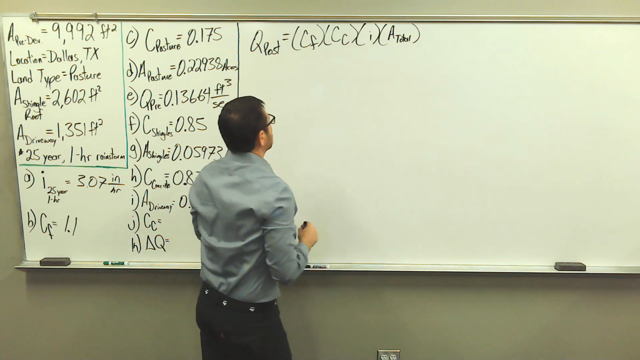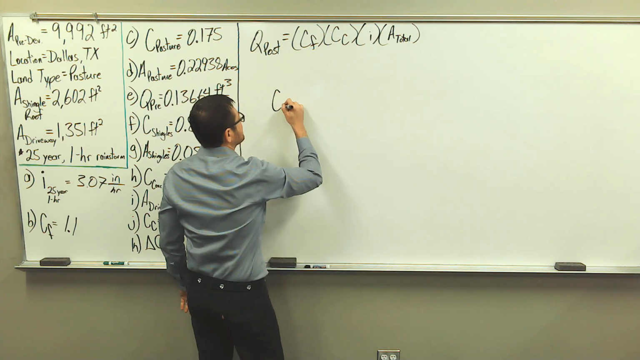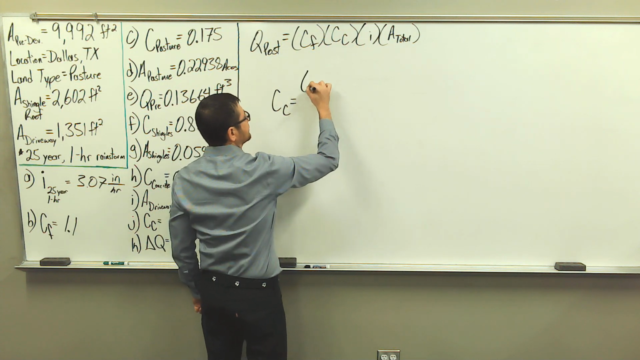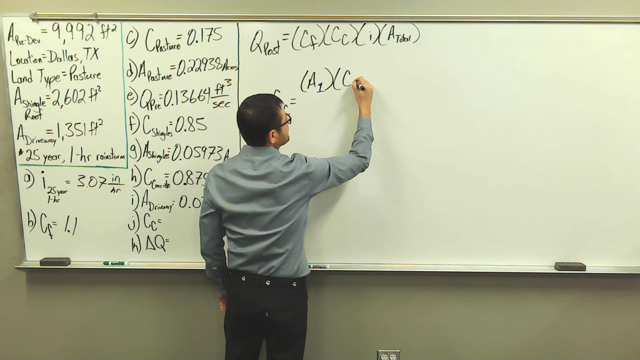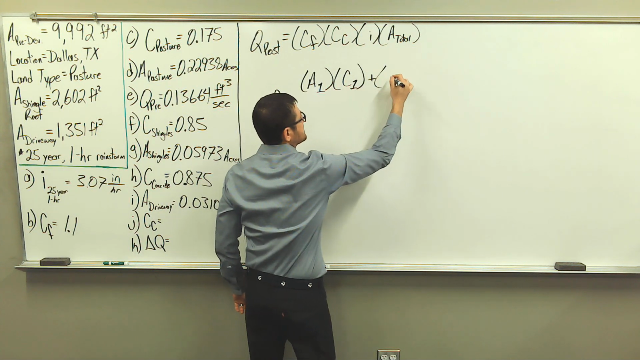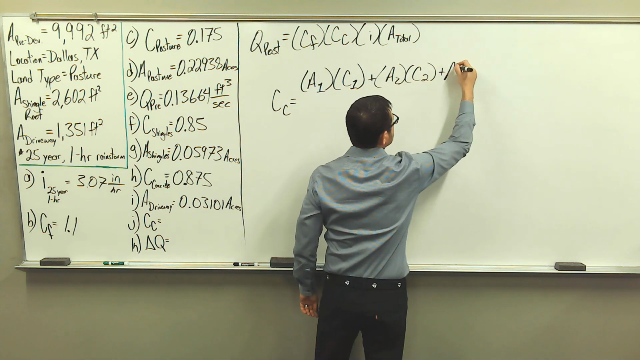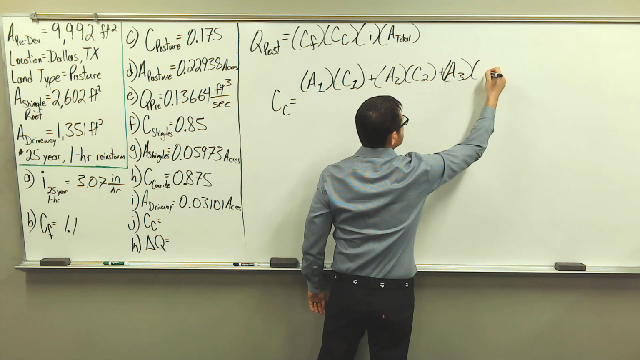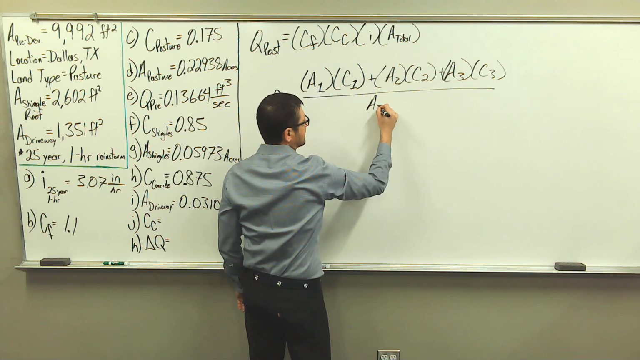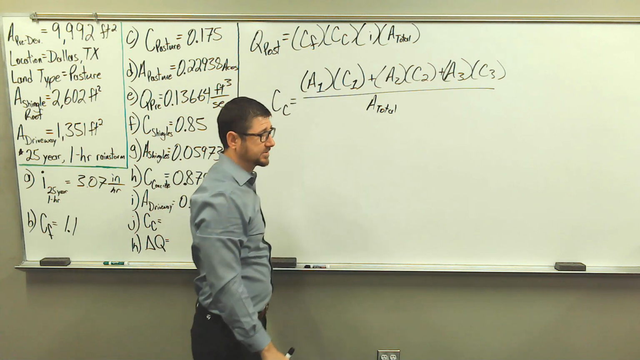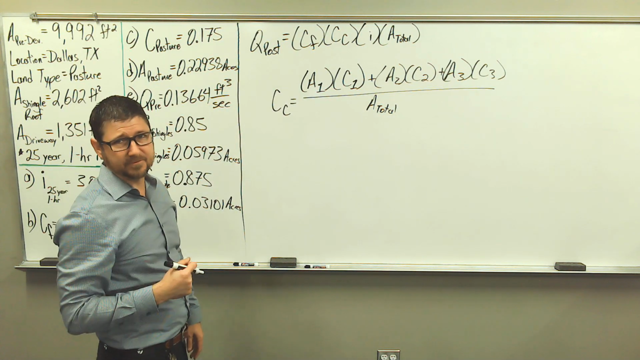Multiplied by I, which represents rainfall intensity, times the total area. Okay? All right, so now I want to talk about this composite coefficient. C sub C is equal to area 1 times the runoff coefficient for area 1 plus area 2 times the runoff coefficient of area 2 plus area 3 times the runoff coefficient for area 3. And all of this is divided by the total area. Okay, so well, we've got area 1. We can call this area of the pasture.